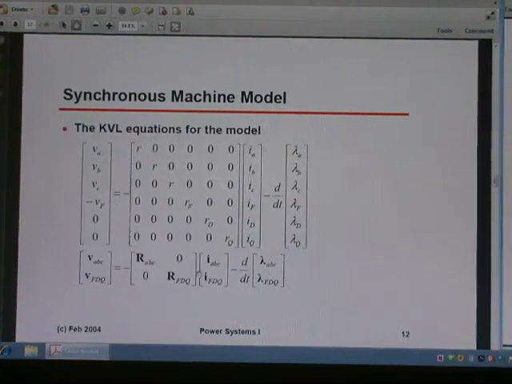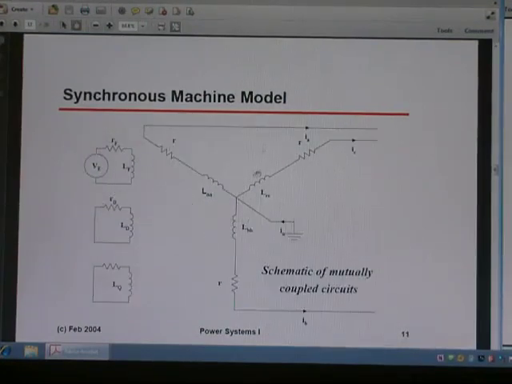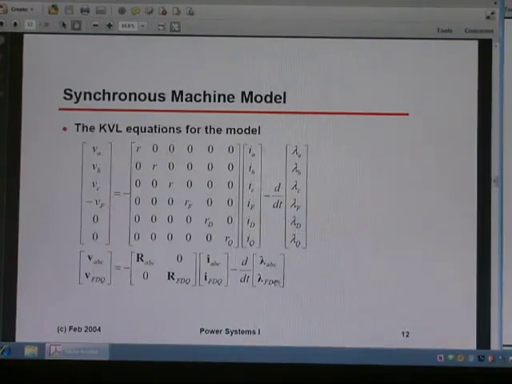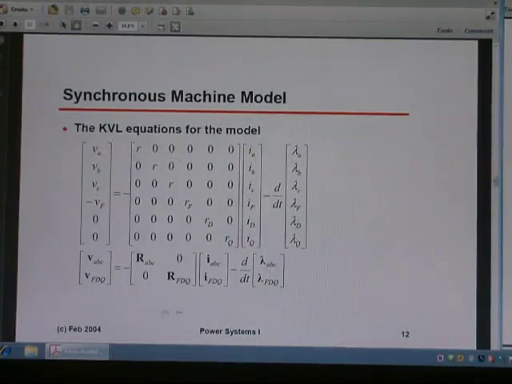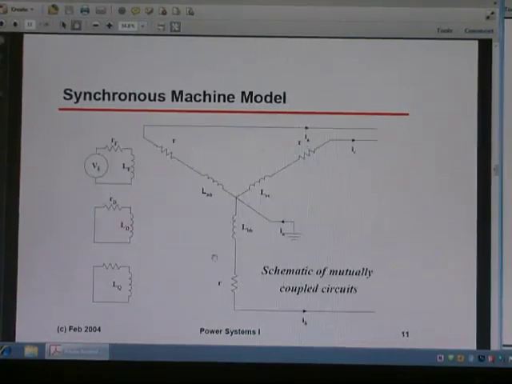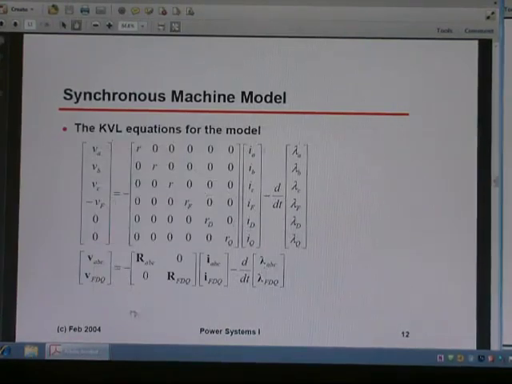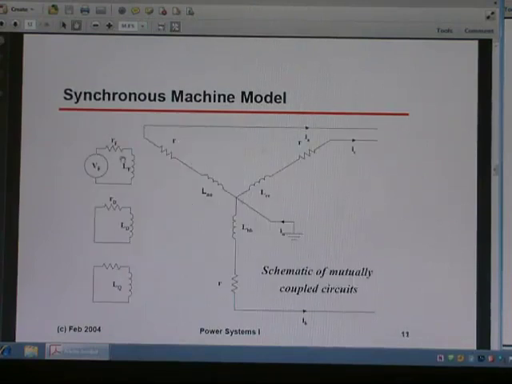Also, lambda_ABC are the linkage fluxes for the A phase, B phase, and C phase, and lambda_FDQ are the linkage fluxes of the field, direct, and quadrature axes. Those things we can represent. In this case, V_ABC are the line voltages, and V_FDQ are the voltages of the field, direct, and quadrature axes.